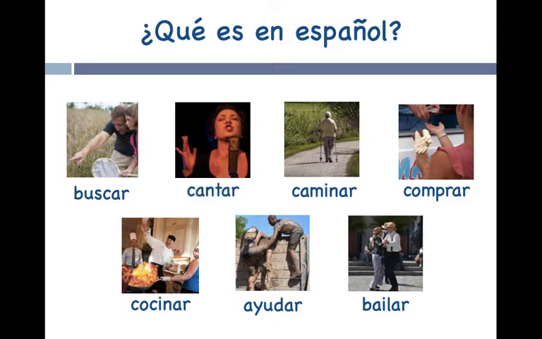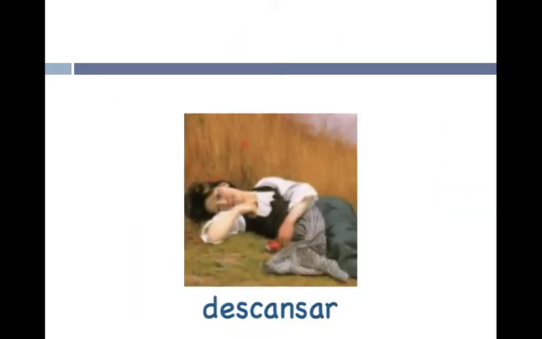To sing. Repita. Cantar. Let's say them one more time. Look at the picture while you're saying them to really get these embedded in for your new learning. Repita. Buscar. Cantar. Caminar. Comprar. Cocinar. Ayudar. Bailar. We'll go on to 7 more. These are in batches of 7, and there are 4 batches, so 28 en todo.